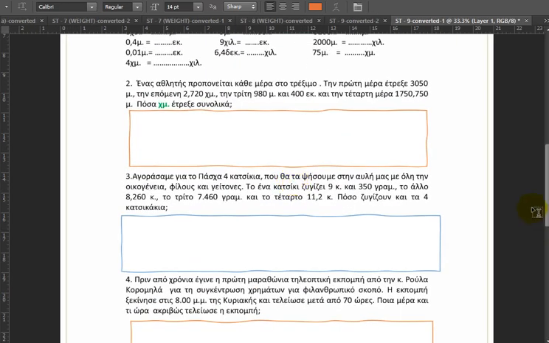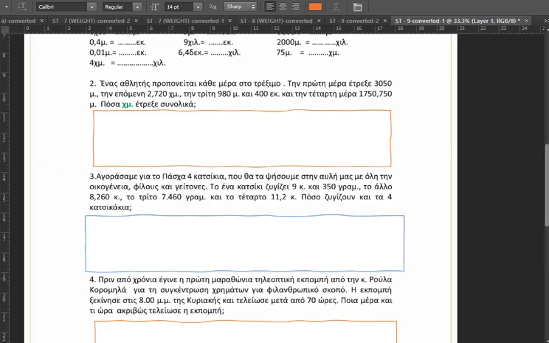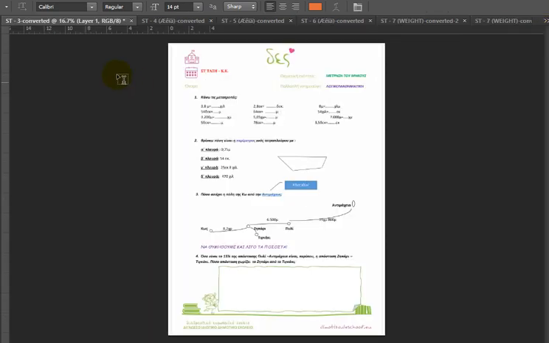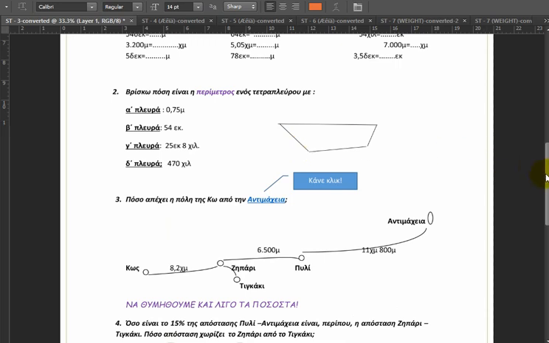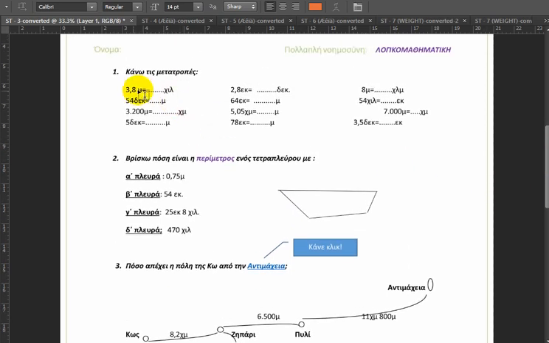Okay, worksheet number, what are we on? Let's go to number 3. 3.8 meters into millimeters means I need to times this by 1,000, so I would get 3,800. Decimeters into meters means I need to divide by 10, so 5.4.